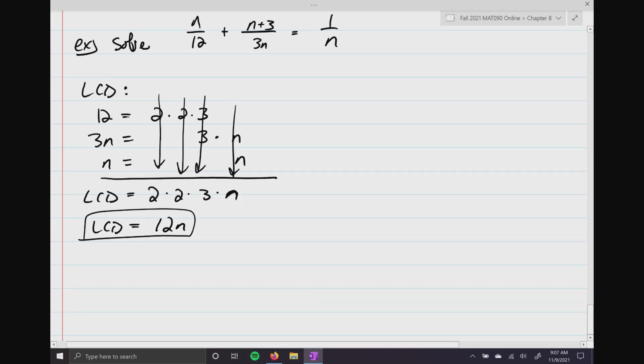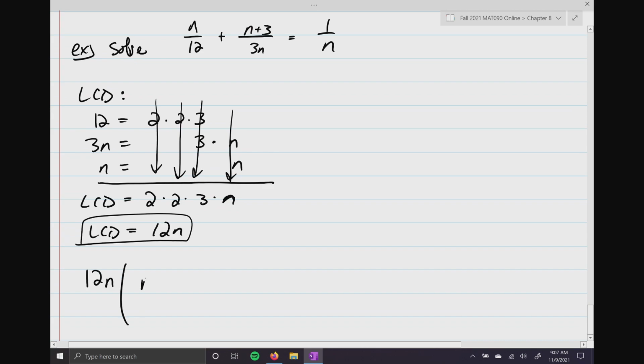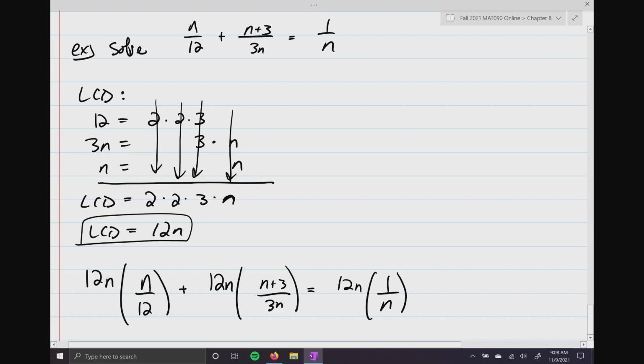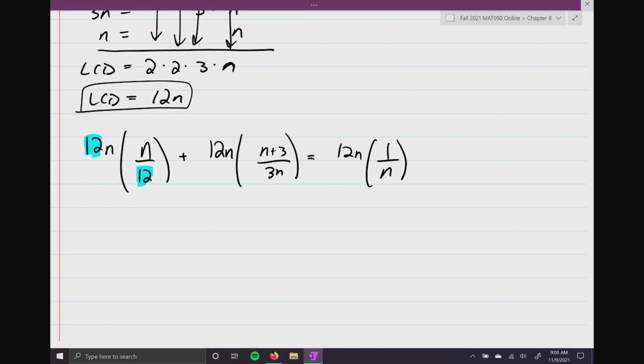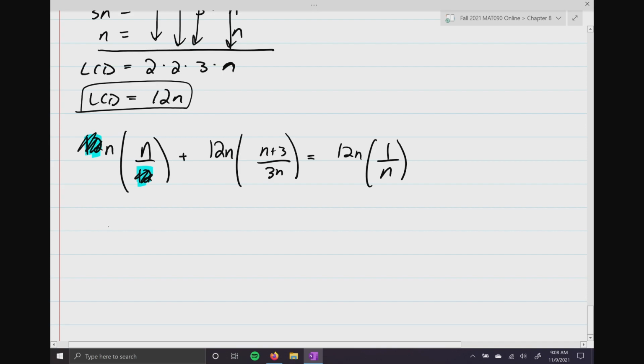So I'm going to take 12n, and I'm going to multiply every single fraction by it. So 12n times n over 12 plus 12n times n plus 3 over 3n equals 12n times 1 over n. Okay? Now the next thing I'm going to do is we're going to reduce. So I'll just keep with theme. I got a 12 in the numerator, 12 in my denominator. So they reduce. And I'm left over with n times n plus.